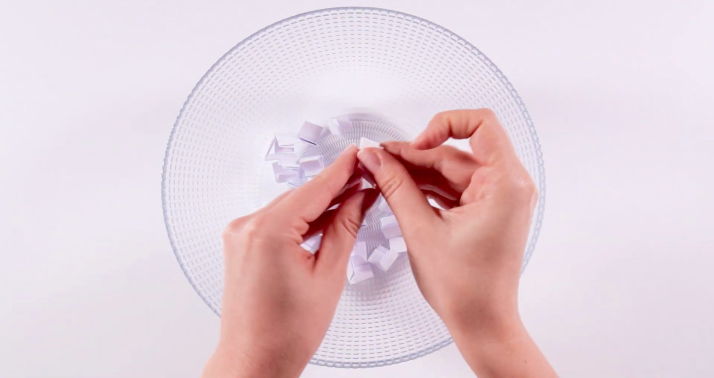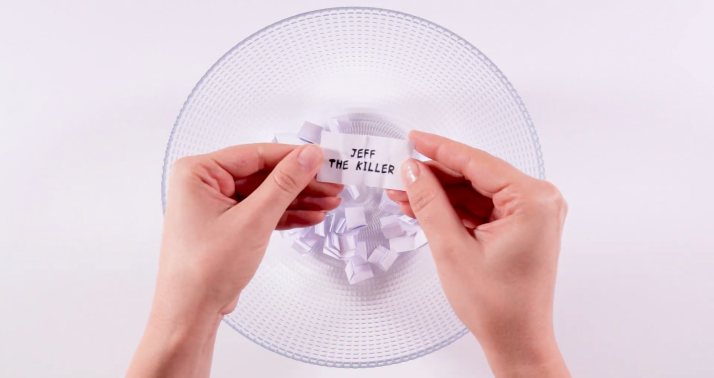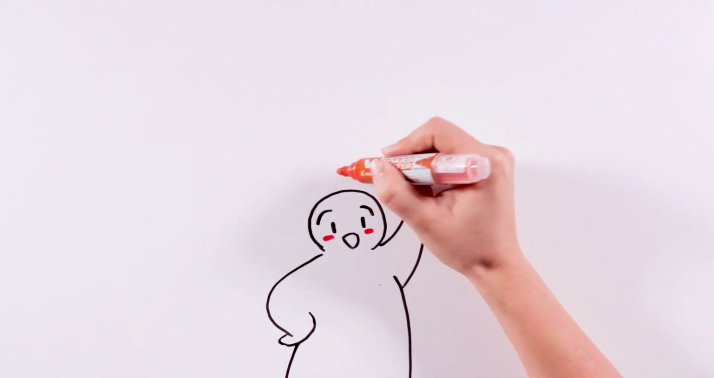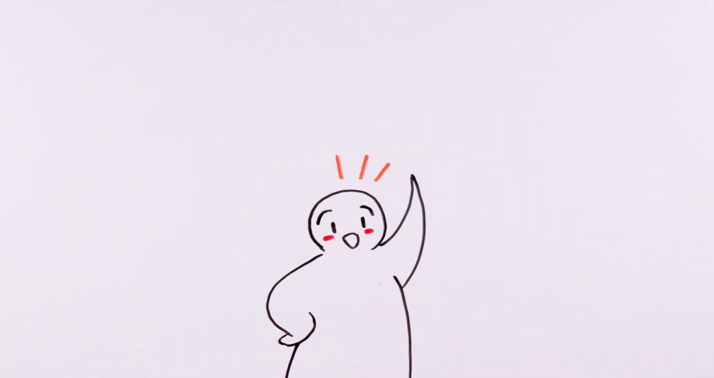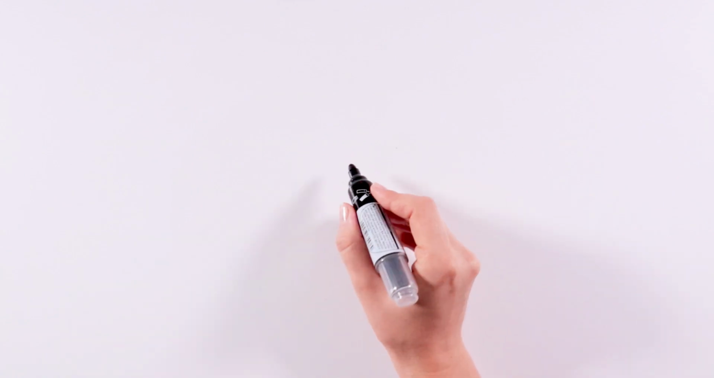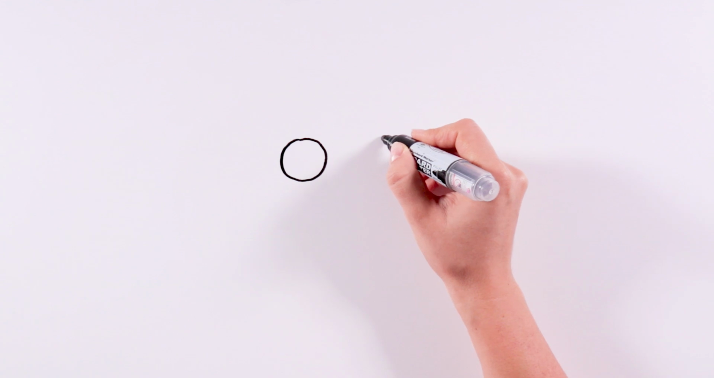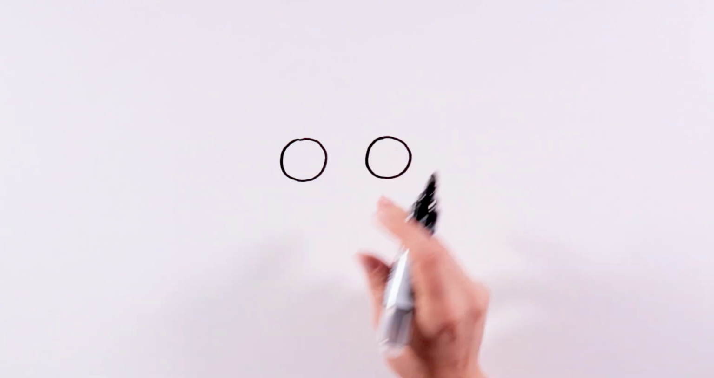3, 2, 1... Jeff the Killer. Was it him you were expecting? Don't worry, you'll see how easy we'll make it. Let's get started. To draw Jeff, I recommend you begin by making 2 large circles just like these.